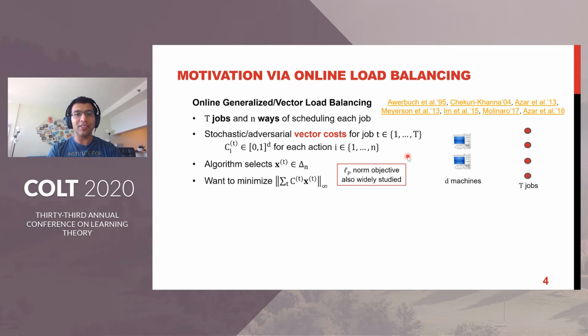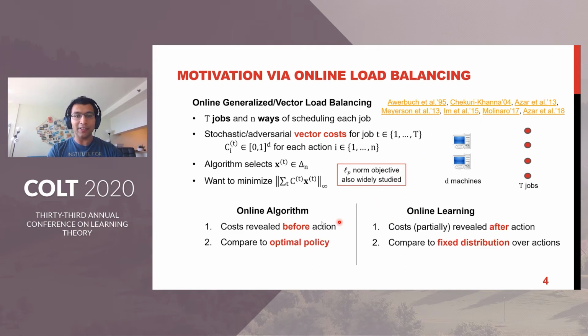There are some crucial differences, however, from online learning. In the online algorithms community, like all these online load balancing problems, usually this cost matrix is revealed to you before you play an action. Whereas in online learning, as I was saying, you get to see these costs only after you play an action. Full feedback or partial feedback, whichever be the case, you always first choose the action.